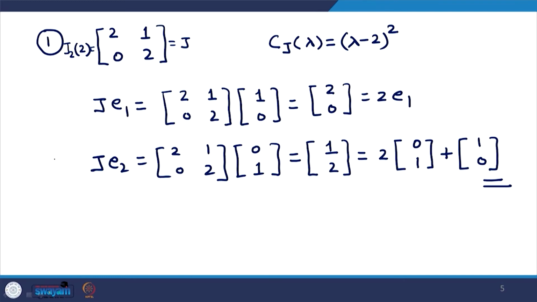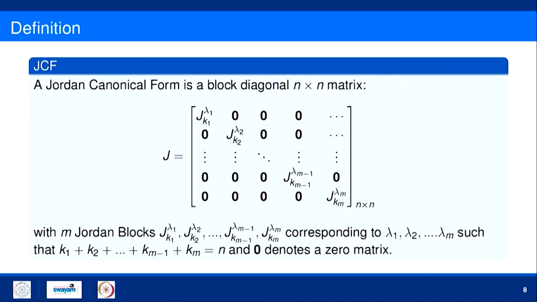This is the third property. Now, when we talk about Jordan canonical form, a Jordan canonical form is a matrix which has many Jordan blocks. Formally, a Jordan canonical form is a block diagonal matrix of size n in this form: J_k1(lambda 1), J_k2(lambda 2), and so on. Here J_k1(lambda 1) is a Jordan block corresponding to eigenvalue lambda 1 and size k1. Similarly for this one and so on.